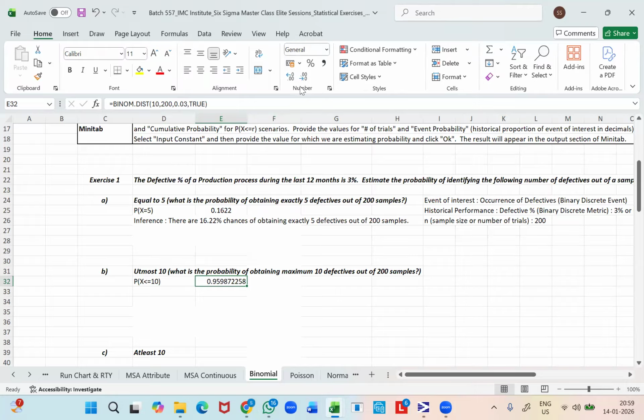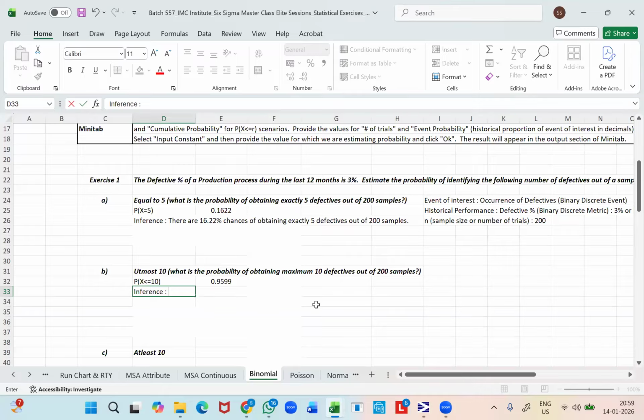So we need to round this off to 4 decimal places and we get the answer as 0.9599. So what will be the inference? This is very, very important, because if you are going to tell your leadership that P of X less than or equal to 10 is 0.9599, they will not be able to understand anything. So we also need to come up with the inference in layman language, right?